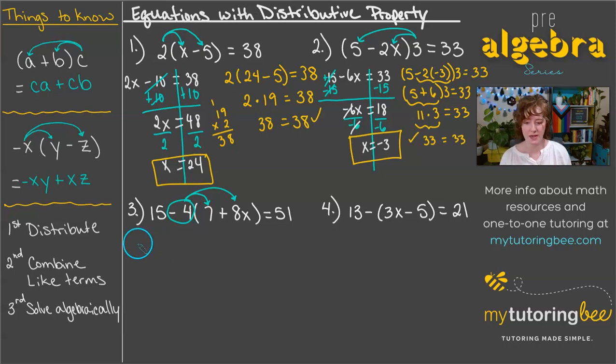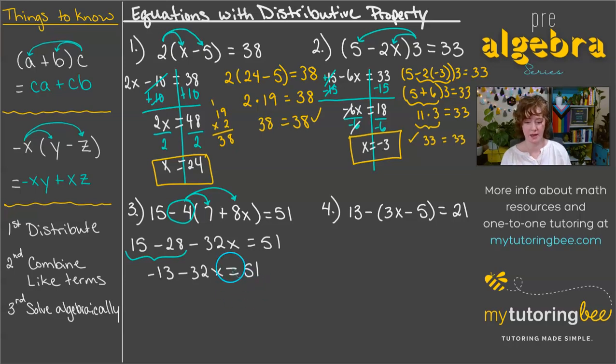All right, so let's see what that gives us. I'm going to go ahead and drop down my 15. Negative 4 times 7 gives us negative 28. Negative 4 times positive 8x gives us negative 32x. And then that equals 51. Now it looks like we have some like terms that we can combine. We can combine our 15 minus 28, which gives us negative 13. And then let's just drop everything else down, and then we can start solving.